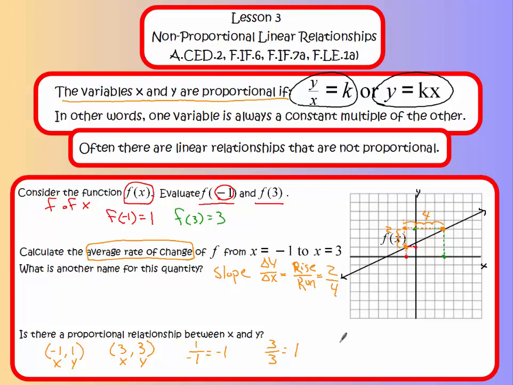So does negative 1 equal 1? No, it does not. So this is a non-proportional linear relationship. And we already knew that because I told you if this line does not go through the origin, it's going to be non-proportional. Which means whenever we find the relationship between the x and the y values, they are not going to always be the same.